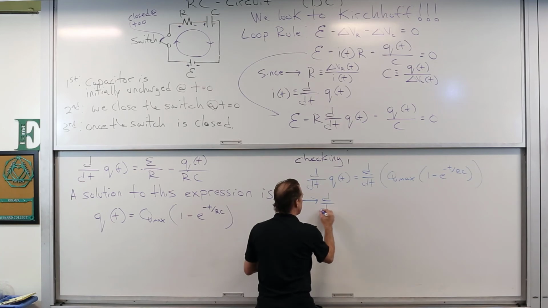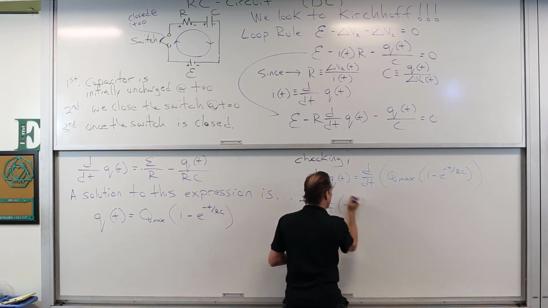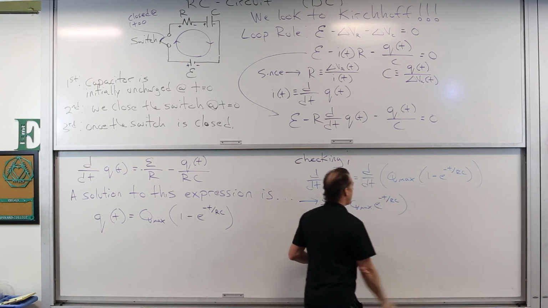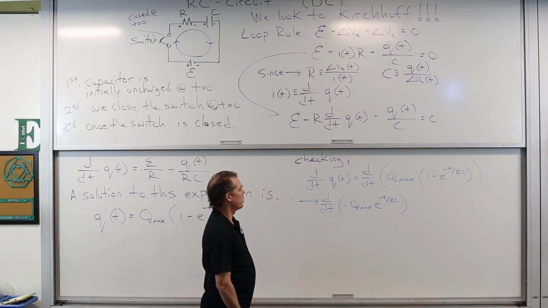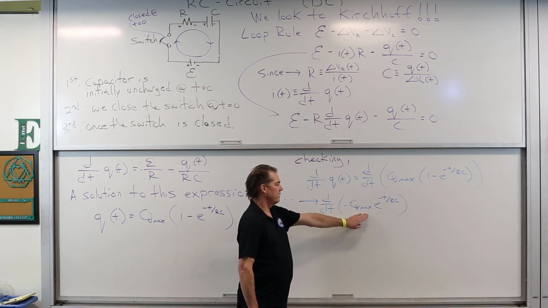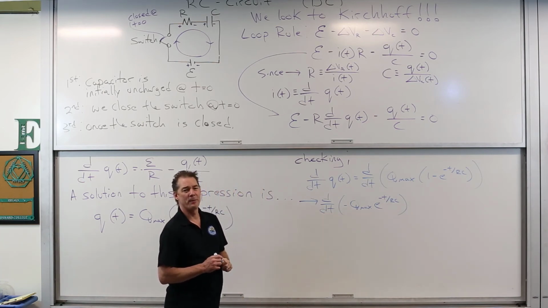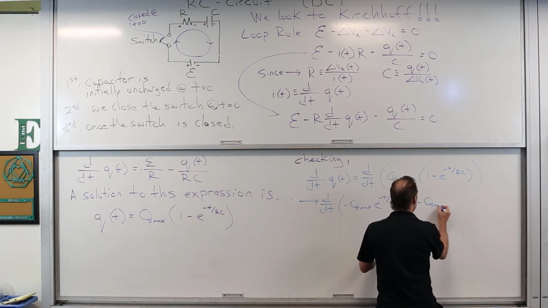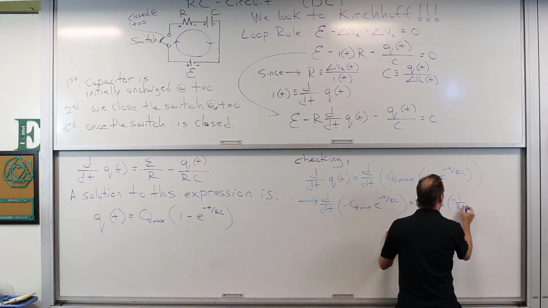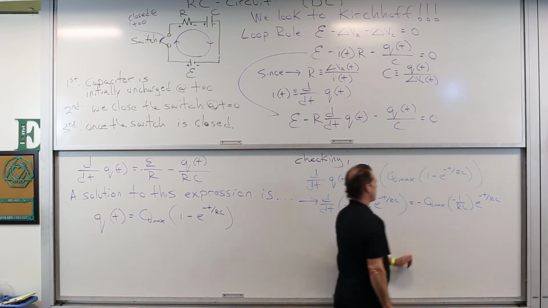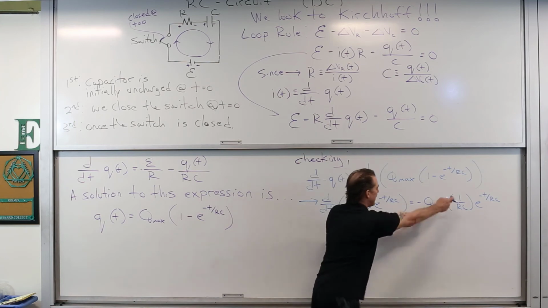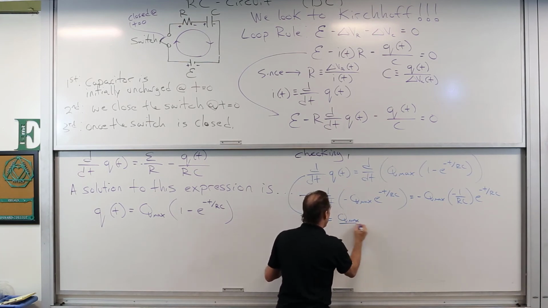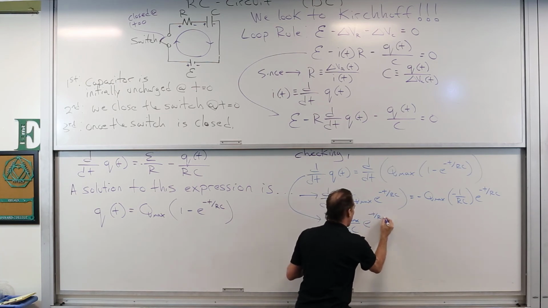So this goes to d/dt of negative q max, which has to distribute through to that term: negative q max e to the negative t over RC. Again, the first term ends up being 0, so we're just left with this back-end term. What's the derivative of this? q max is a constant. What's the derivative of e to the negative t over RC with respect to time? That's going to be negative 1 over RC, e to the negative t over RC. So this is negative q max multiplied by negative 1 over RC times e to the negative t over RC. As you can see, the negative signs cancel out, and this is ultimately equal to q max divided by RC times e to the negative t over RC.